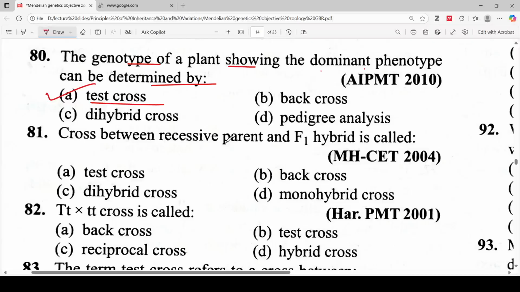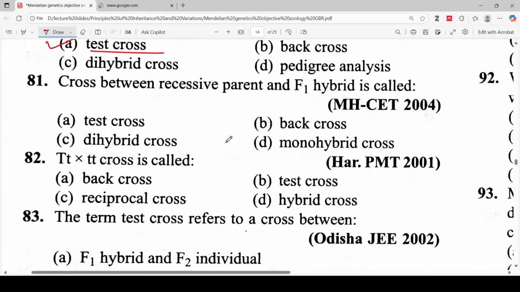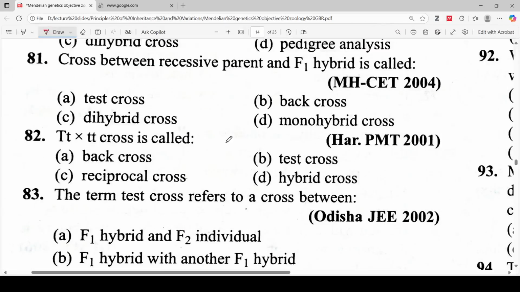Okay, let's start again. Next question 81. A cross between the recessive parent and the F1 hybrid is called: A, test cross; B, back cross; C, dihybrid cross; D, monohybrid cross. So the correct answer is option A.